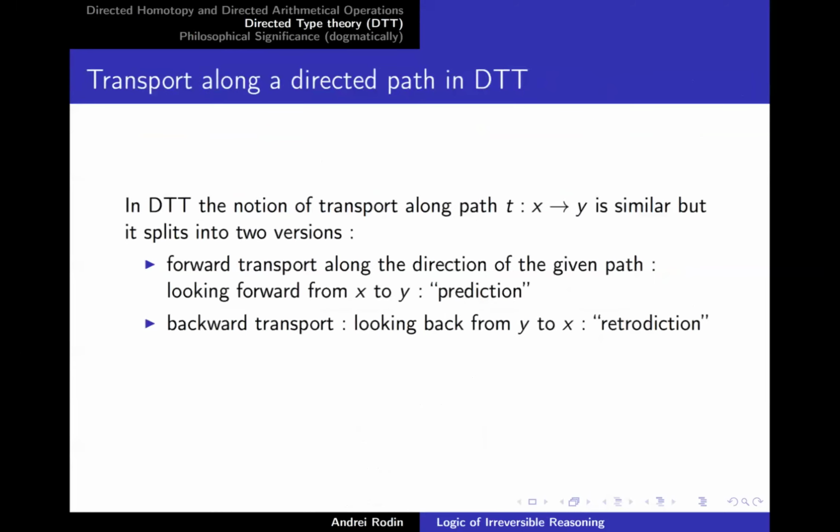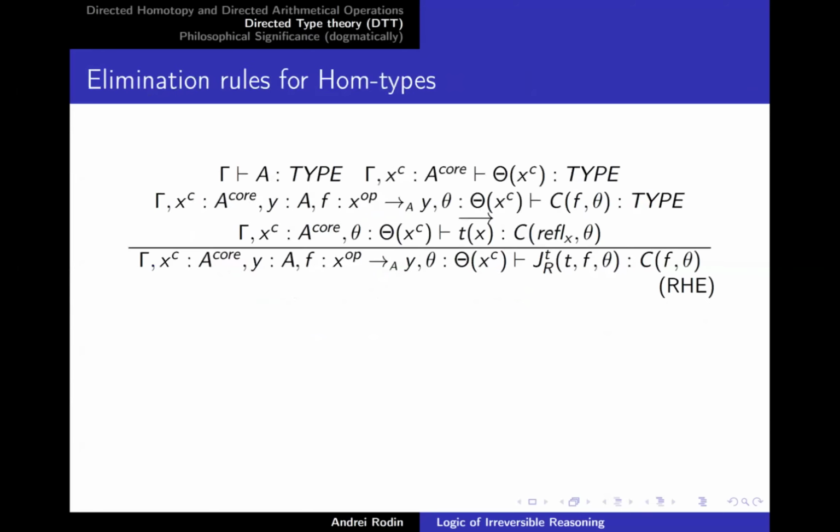And here we actually have two versions. We have two notions of transport, because we may transport forward, from X to Y, which we may call prediction if you think about it intuitively as time. But we may also have backward transport, where we look back from Y to X, and so we have this retrodiction. Correspondingly, we have two rules, right and left.